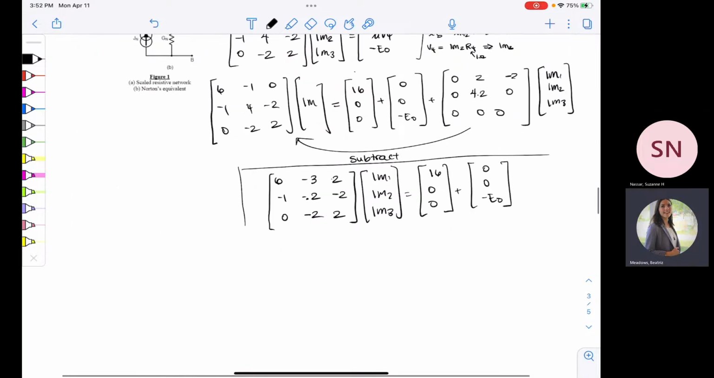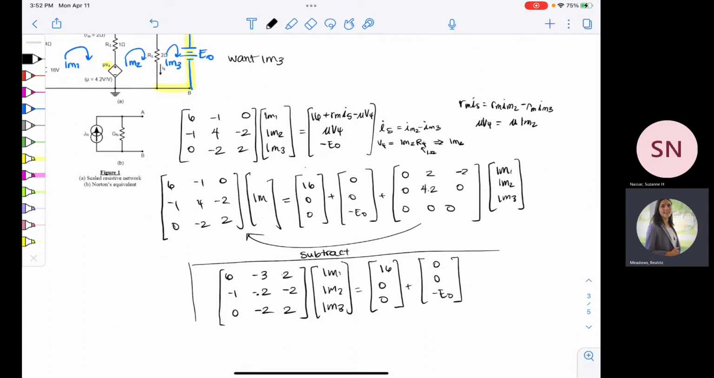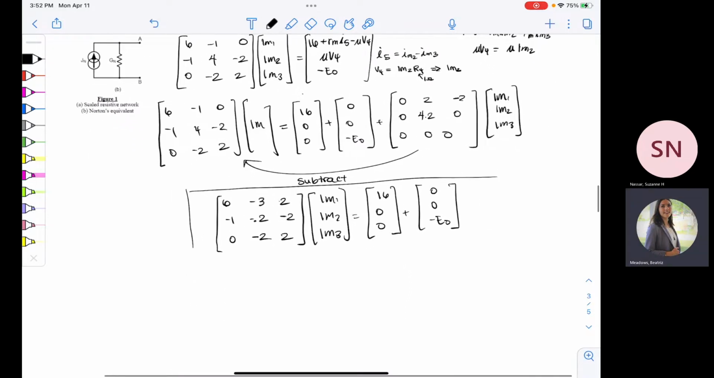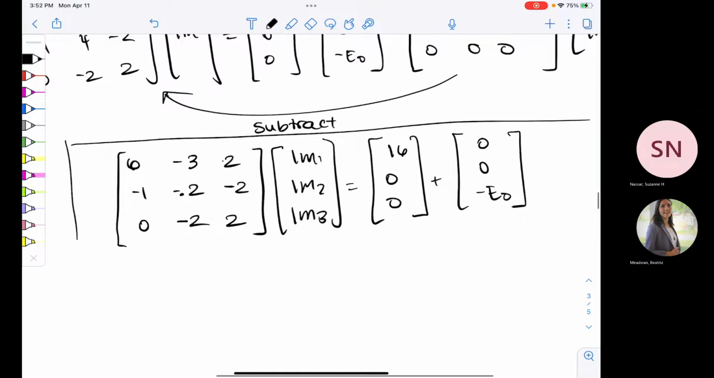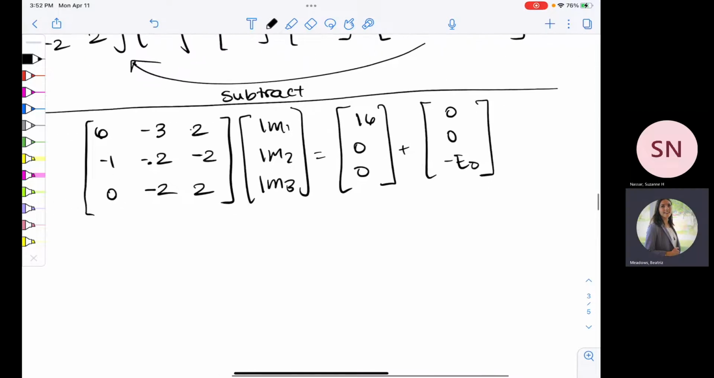So all these steps, these are all the steps you must show, because if you just plug it in, you're in for a bad surprise.